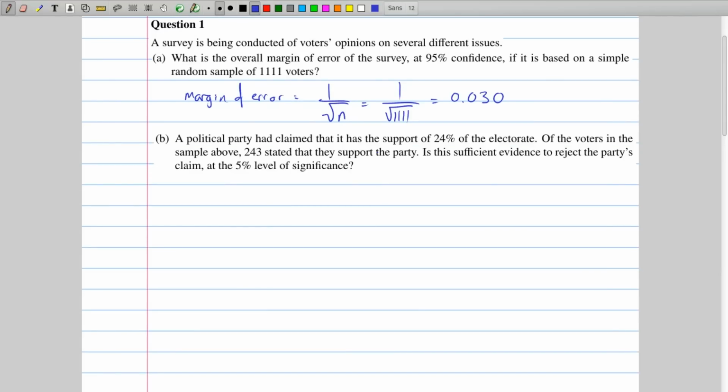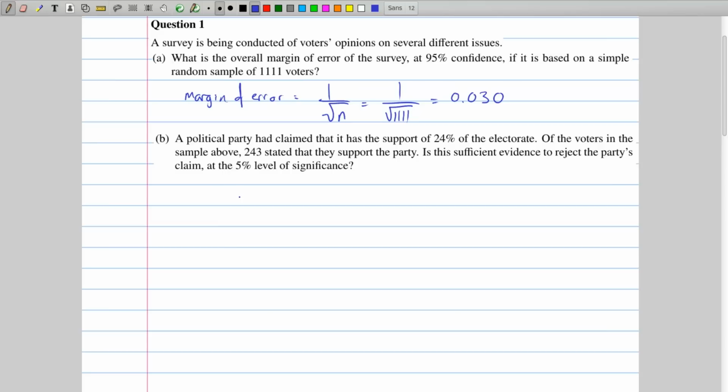In part B, we're told that a particular political party claims that it has the support of 24% of the electorate. In this survey that people took above, 243 stated they support the party. Is this enough evidence to reject the party's claim?